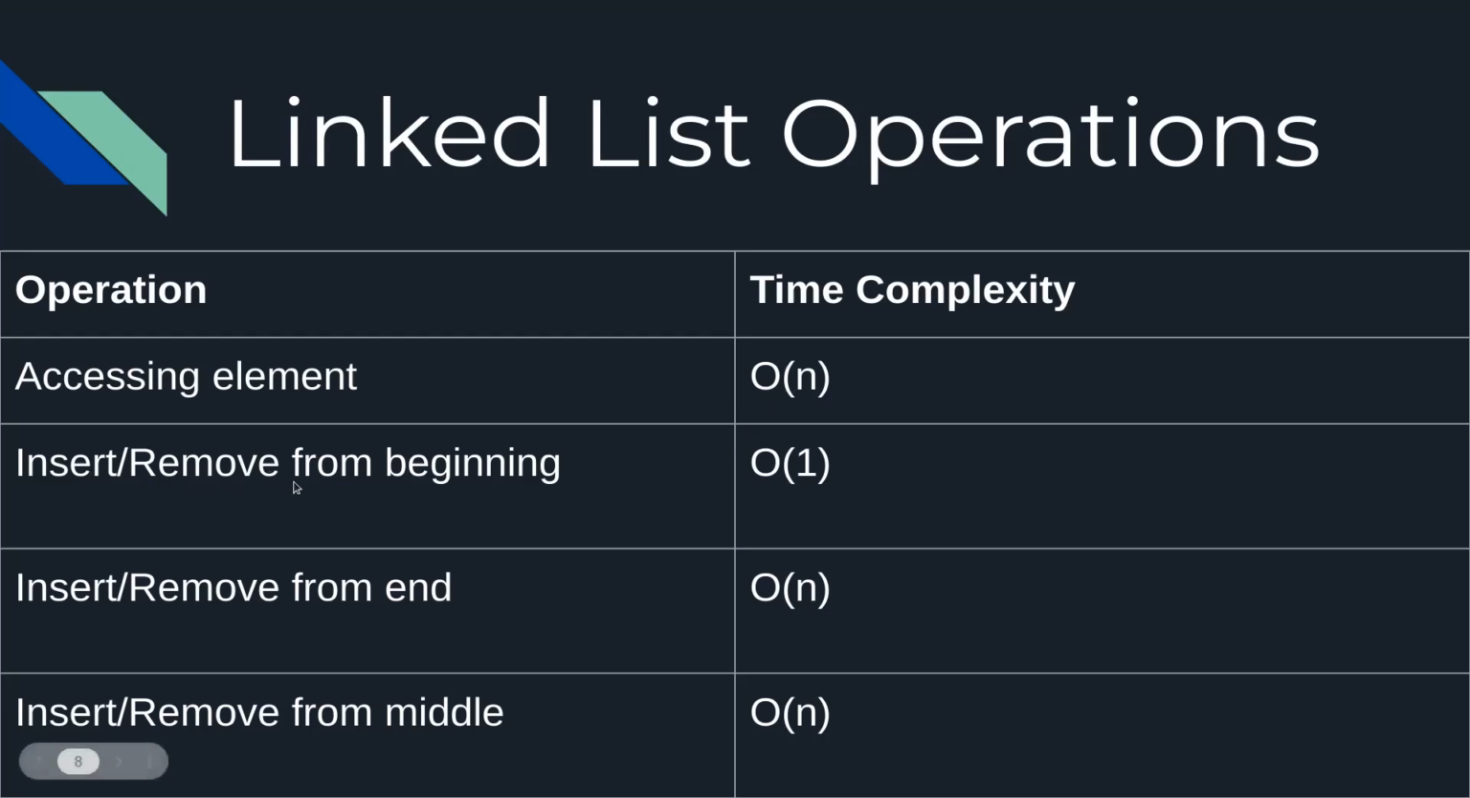Insertion or removing from the beginning is O of 1 because you just either add a new node and make the edits with the pointers, or we remove the first node and you just set head to the second node. However, inserting or removing from either the middle or the end is O of n because you have to traverse through the linked list and then change the pointers. So that's why it's O of n.